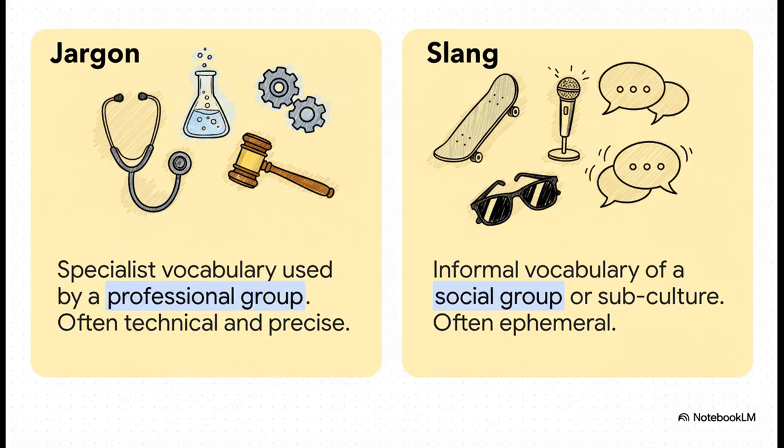Jargon is the language of a profession or a serious hobby. It's all about being precise. Slang, on the other hand, is the language of a social group. It's informal, and it's often about signaling who's in the group and who isn't.